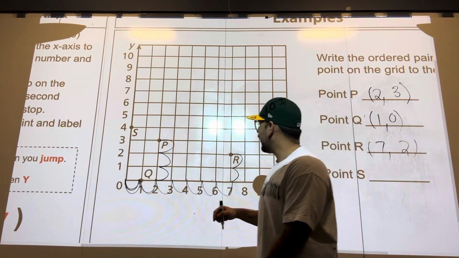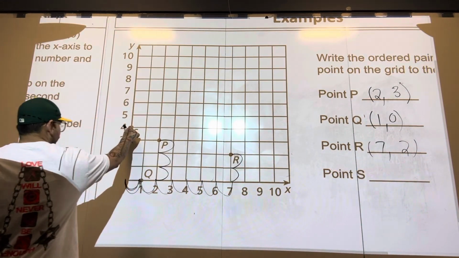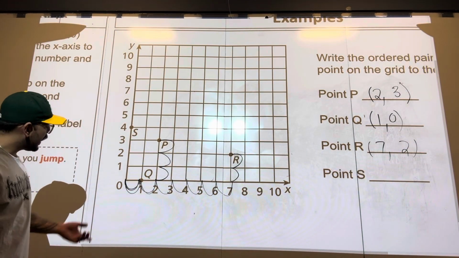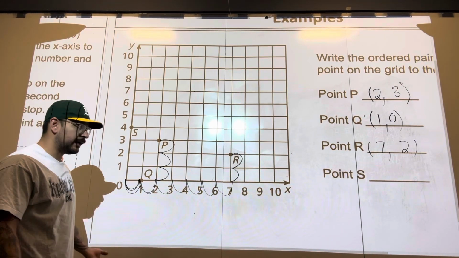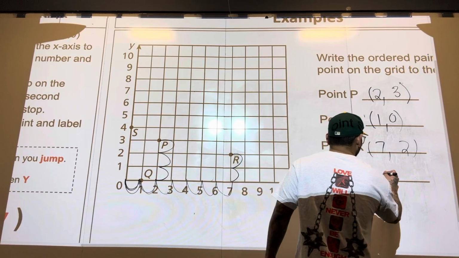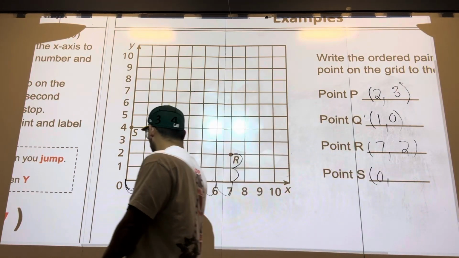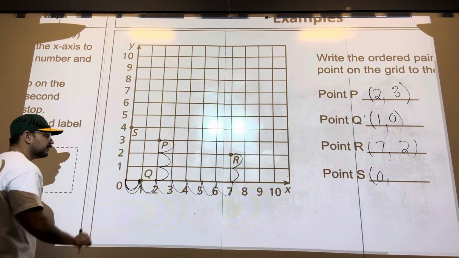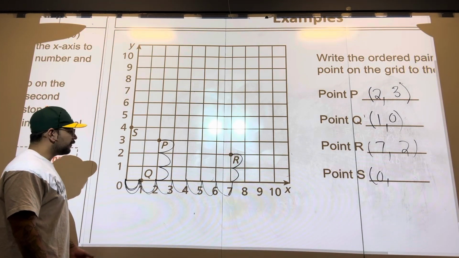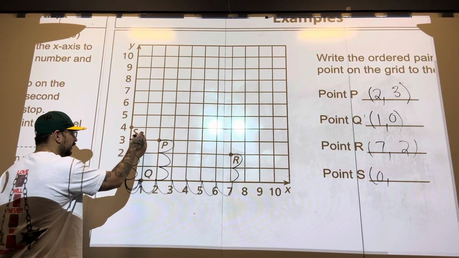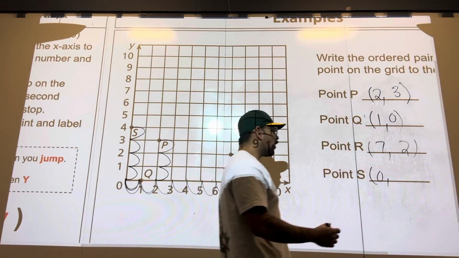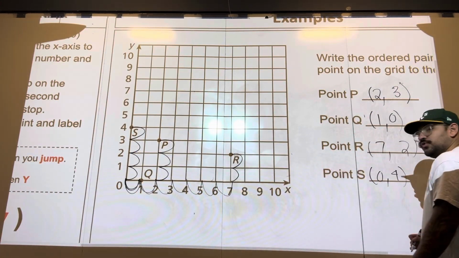Now we have point S. Point S. I have it right here. Now, how many times am I moving to the left or right? 0. So my x value will be 0. I'm not moving at all. I'm staying right on this line, like the origin, 0, 0. And then from there, we need to figure out how many times am I moving up. Well, let's count it. 1, 2, 3, 4. I moved 4 times. My y value will be 4.